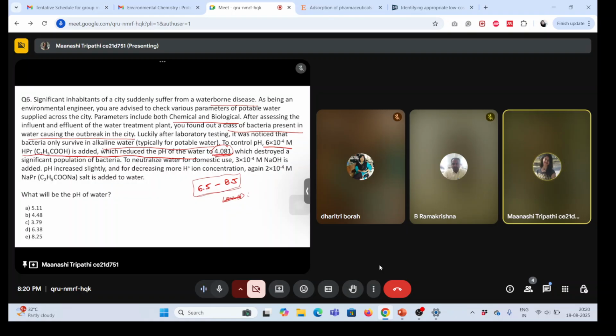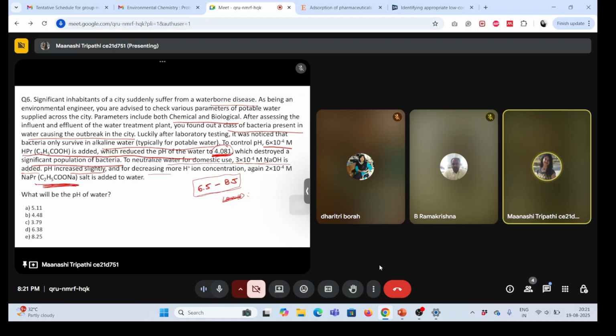So when the pH reached this, it destroyed the significant population of bacteria. To neutralize the water for domestic use, 3 into 10 raised to power minus 4 molar NaOH is added. So the pH increased slightly. Why is pH increasing only slightly even if we are adding NaOH? Because this is forming a buffer. So there is only a slight increase in pH, not a sudden rise.